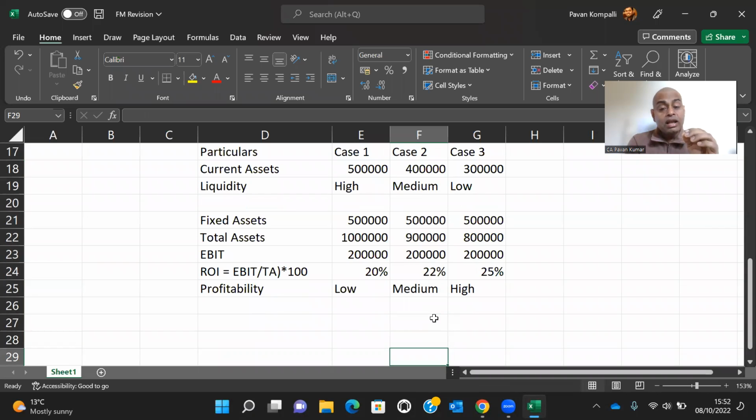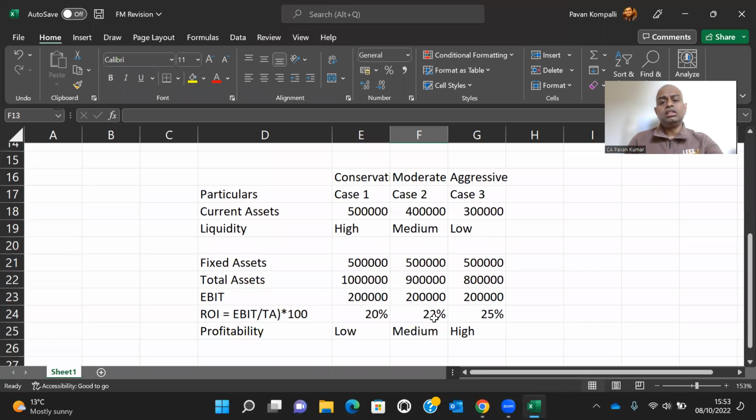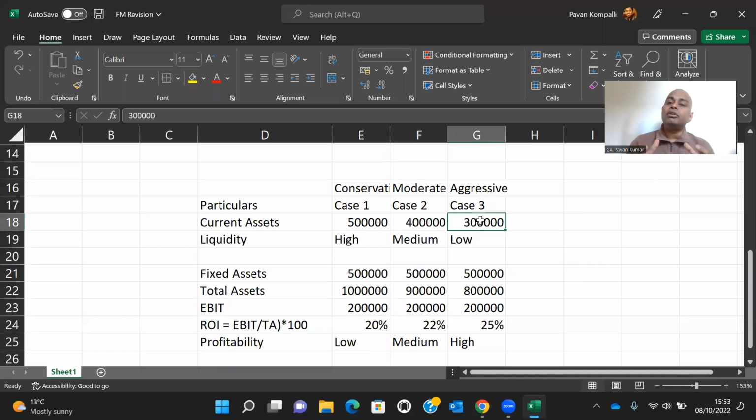This is what we call balancing between liquidity and profitability. If liquidity is low, profitability is high. If profitability is low, liquidity is high. Putting both of them in a balance is called working capital management. Pavan sir, why are you calling situation 3 an aggressive situation? Simple. Having less money in pocket and doing more business amounts to overtrading. Many businesses collapse because of this.